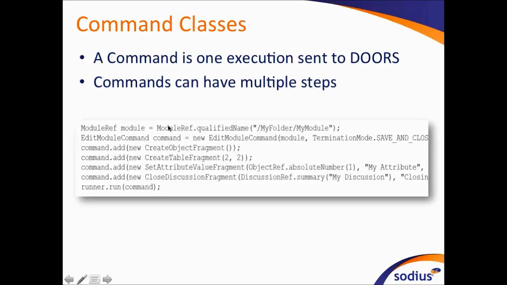So the first thing I do is I say, here's the module that I want to work on. I get the module and I say, we're going to put this in edit mode, and at the end I'm going to save and close, and now here's what I want to do. I want to create an object fragment, I want to create a table fragment, I want to set an attribute value, maybe close a discussion fragment, and then here I'm going to run. And it's going to shoot off to DOORS and then come back. So I basically prepare a transaction of statements that I want to execute in DOORS, so that if I didn't make any mistakes and there's no errors, it completes, it saves, and that transaction is done. If not, at least I get an error I can catch, and I didn't corrupt or put myself in some unknown state by saving at some intermediary spot.